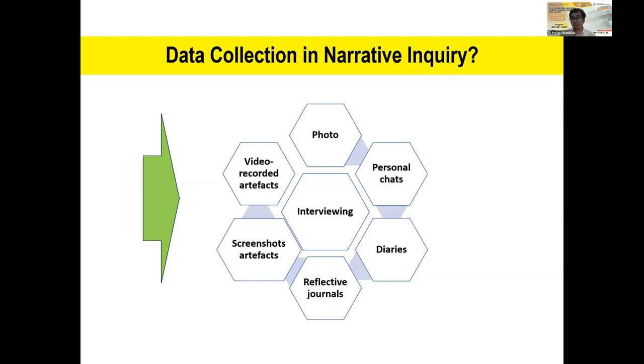And next, you can also use photo, like what I told you a few minutes ago. You can also use personal chats from WhatsApp, for example, or Telegram. You can also use diaries, reflective journals, screenshots, artifacts. For example, you are teaching online, and then you have something like a recorded video of your teaching activities or your students' learning activities, and then you can screenshot the files, and then you can include this as a part of your narrative inquiry data. And the last one, data in narrative inquiry could also be obtained from video recorded artifacts. So like Zoom-based recording is also very significant if you want to use the recordings as data in your research using narrative inquiry.